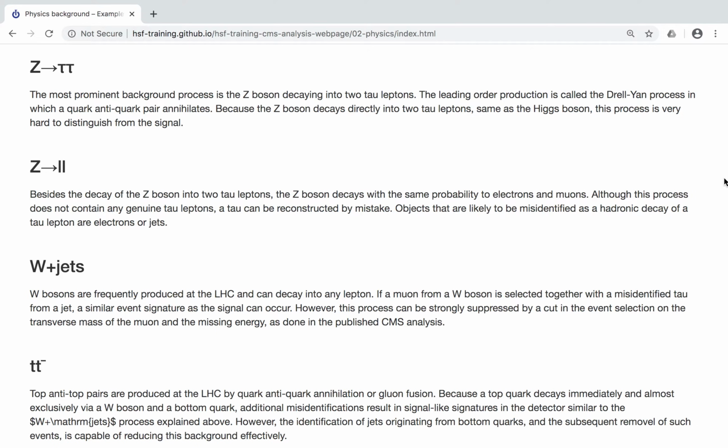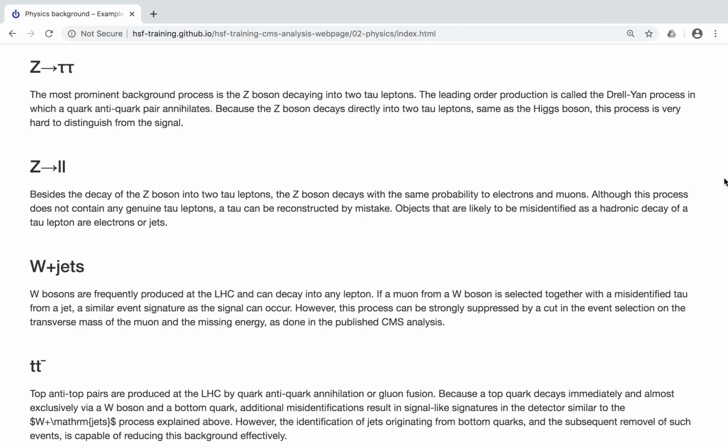The first is that you could just literally produce two taus, but this time from a Z boson decaying to two tau leptons instead of a Higgs. We call this the Drell-Yan process because we're seeing a quark-antiquark annihilation creating our Z boson, and it's decaying to two tau leptons, exactly the same as the Higgs boson. So it's very difficult to distinguish this from a signal. You might expect that this is one of the dominant backgrounds because Z's are going to be produced at an enormous rate at the LHC, and we have two genuine tau leptons in this background.